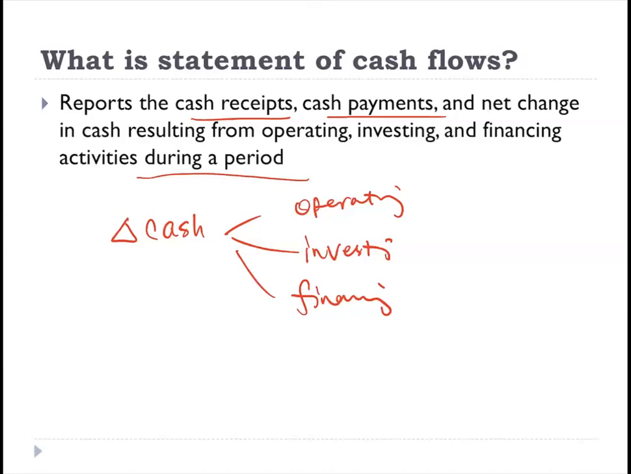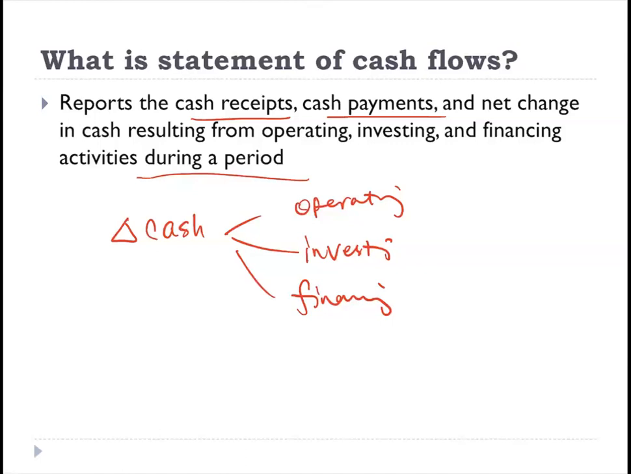And with regard to investing activity, firms may need to buy some machines. They may need to purchase fixed or intangible assets. They may need to invest in securities. So those are the investing activities of the firm. And whatever cash flow comes as a result of those activities is classified as cash flow from investing activities.